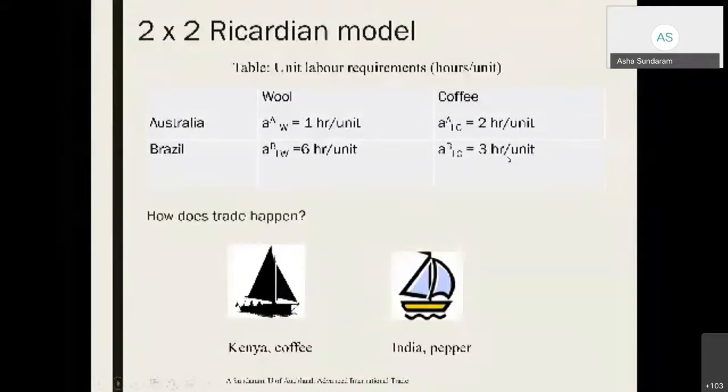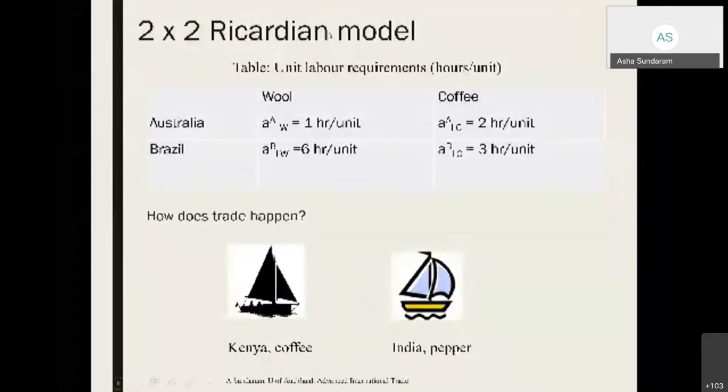Now, again, what we see is Australia has an absolute advantage in both wool and coffee, while Brazil has an absolute disadvantage. Now, where do these unit labor requirements come from? So what determines the number of hours that it takes to make wool or coffee in each of these countries? Well, the unit labor requirements really come from technology, right? So the idea is the engineers in these countries will tell us how many hours of labor are required to produce these goods, given the current technology in the country. So these unit labor requirements are driven by technological differences.